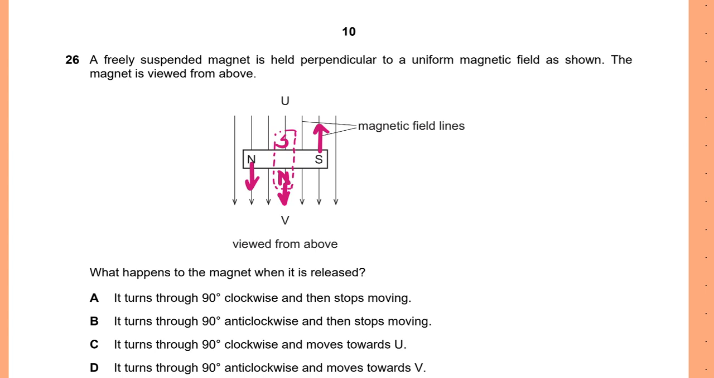So when it becomes in this orientation, now it would not rotate anymore, because the force on the north pole is like this, the force on the south pole is like this, so there wouldn't be any overall moment, because of how it's pivoted. So it turns through 90 degrees anti-clockwise, and then it stops moving, because there is no resultant force on it. The resultant forces cancel out. If there was a resultant force, then it would have moved, but it would not move here. So that's B.